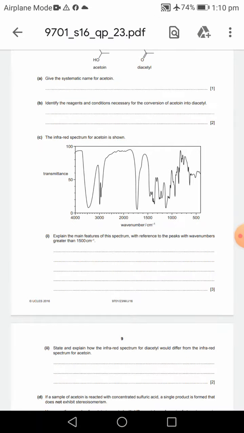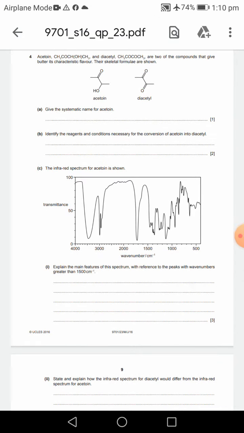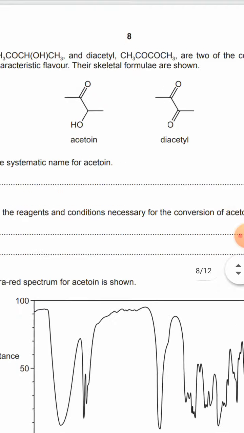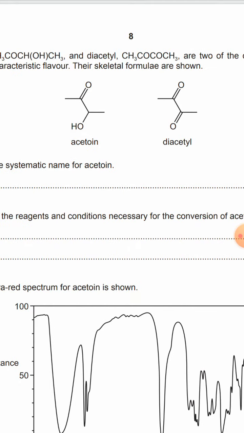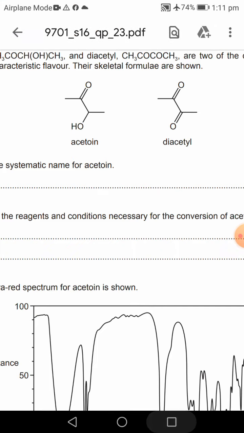So what was the compound actually? The compound was acetone. These are the skeletal formulas given. Okay, so this is the skeletal formula given. Let's draw the displayed formula first.